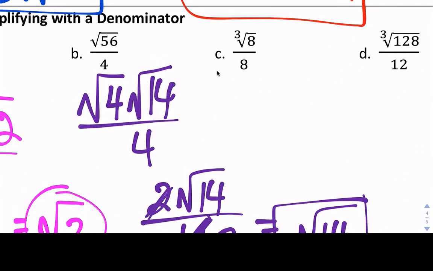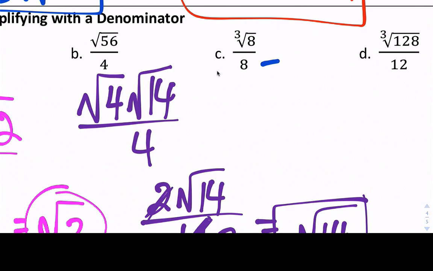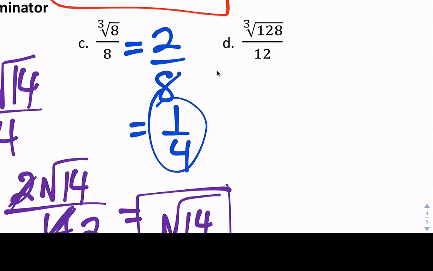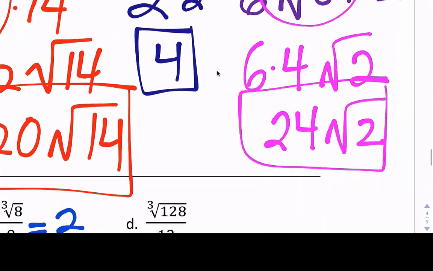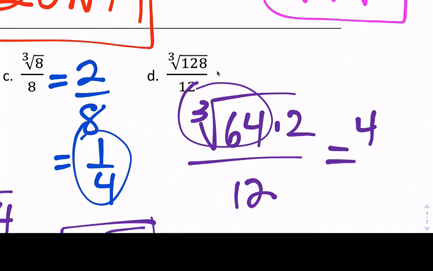All right, the next one, cubed root. Okay, so the cubed root of 8 is 2, so this is 2 over 8. That reduces to 1/4. And the last one, again, we just simplified this. This was the cubed root of 64, we did up here, times 2 over 12. And if we pull out this perfect cube, that's 4 square root of 2 over 12.